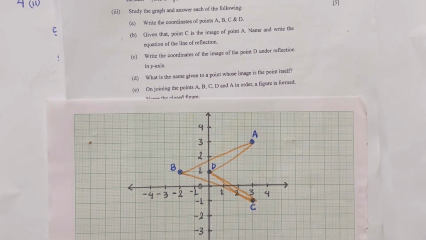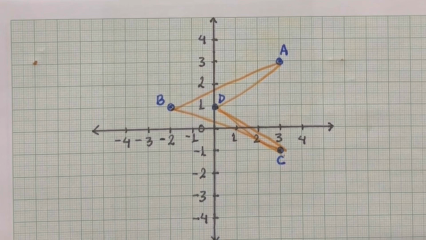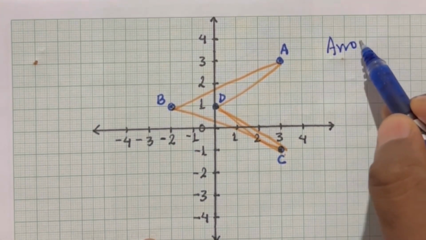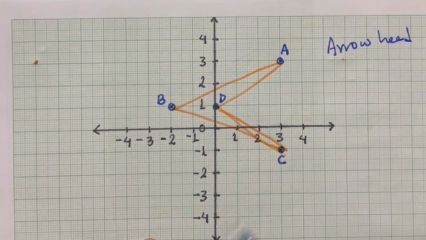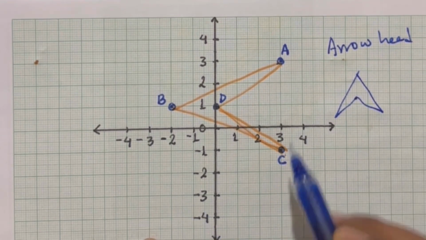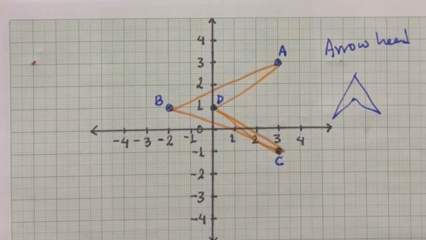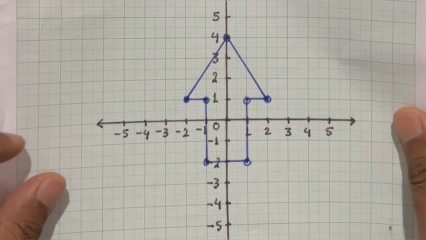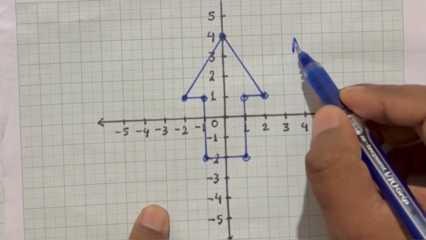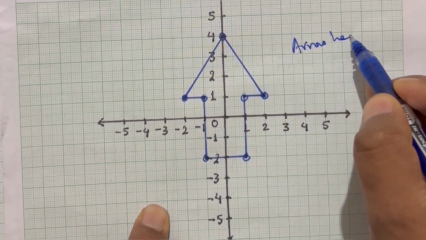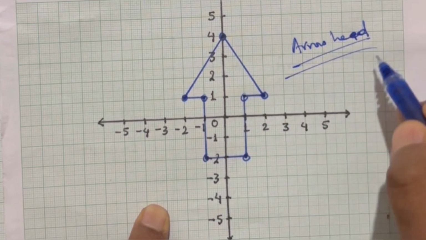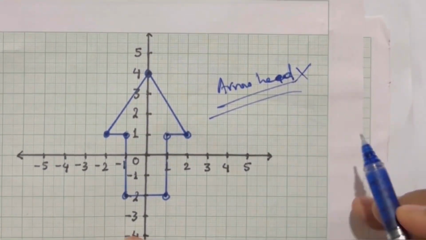Some of you may write this figure as an arrowhead. This figure is actually like this, and you may write it as an arrowhead. If in some question you get a figure like this, some students may write arrowhead. But arrowhead is not the correct answer. There is no geometrical figure which is called arrowhead.